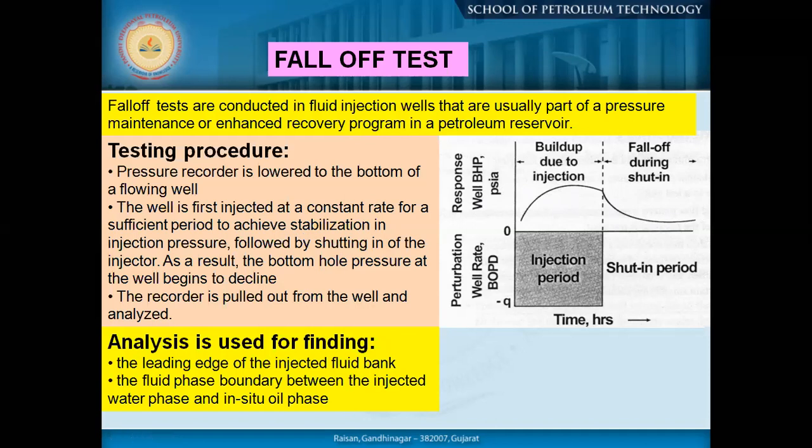Okay, then once you complete your test, you pull out your recorder or the electronic memory gauge and then analyze. The analysis is used for finding the leading edge of the injected fluid bank. That means once you inject a well, if it is moving at a specific injectivity rate, you can easily understand how the fluids are moving away from your well for your desired purpose. Is it for pressure maintenance or is it for EOR? Okay, so the fluid phase boundary between the injected water phase and the in situ oil phase, that we can easily understand.